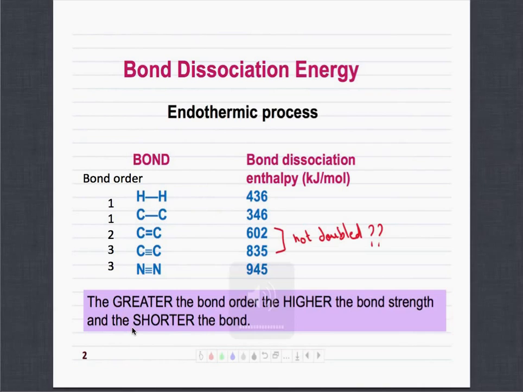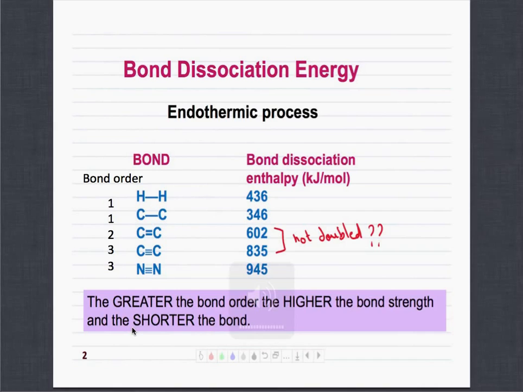Now, on OWL, you're going to find the table. I'm just going to walk you through this table, but before I go any further, if we look at the numbers for C double bond C compared to C single bond C, we find that the amount is not double. That means breaking a double bond is not double the energy that I need to break a single bond. We're going to learn today that the second bond, which we're going to call the pi bond, is usually weaker than a single bond, and this is why the energy is not double.